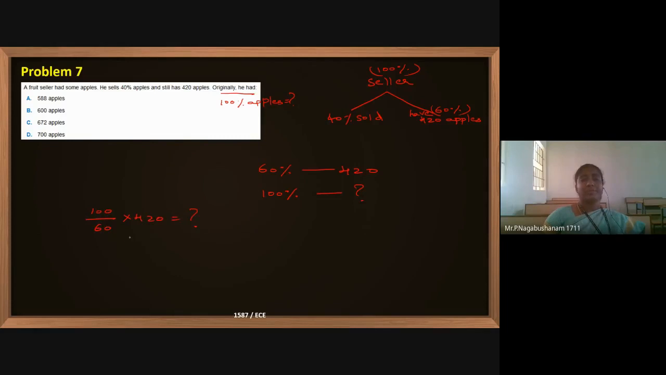Okay. So the 1 0 we can cancel. 6 1s are, 6 7s are, we can cancel. So 7 into 100 is 700. This is 100% apples. This is how we have to slowly take it, and very easily we can simplify.